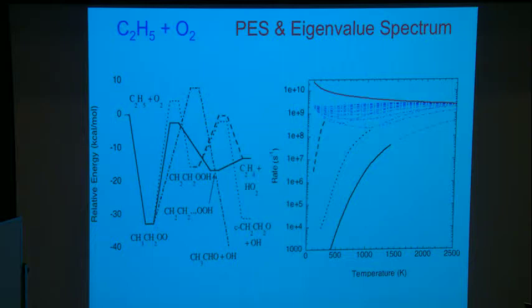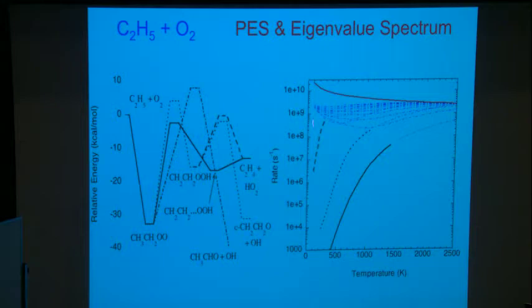I'm showing here an eigenvalue spectrum for ethyl plus O2. Here I'm showing in blue the quasi-continuum, or the first 10 eigenvalues of the quasi-continuum. There are another few hundred more between this blue line and the red line. The red line is the collision rate. All the quasi-continuum is between the collision rate and these blue lines. I'm just showing you the first 10 so you can see how these three black lines, which are chemically significant eigenvectors, go into the quasi-continuum, how they interact with the quasi-continuum.